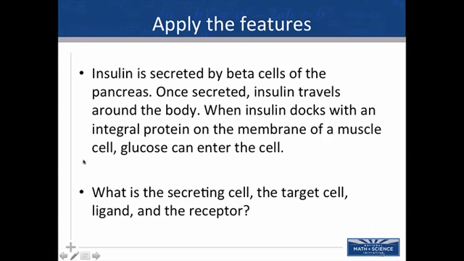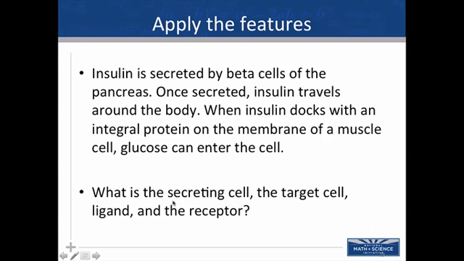So let's look at this specific example. Take a moment to read about insulin here. All right, this says insulin is secreted by beta cells of the pancreas. Once secreted, insulin travels around the body. When insulin docks with an integral protein on the membrane of a muscle cell, glucose can enter the cell. So that's our real-life example.